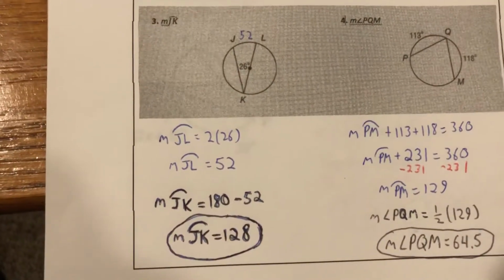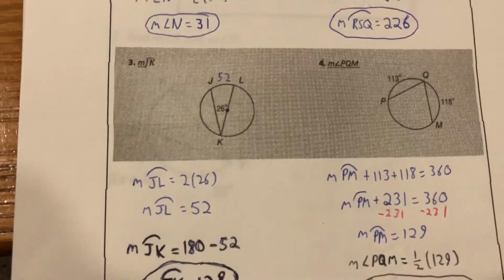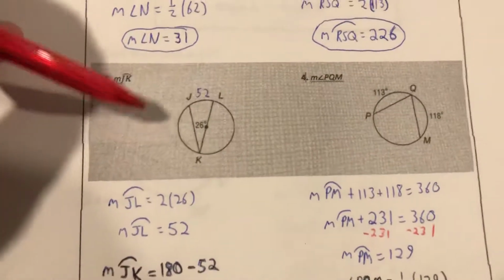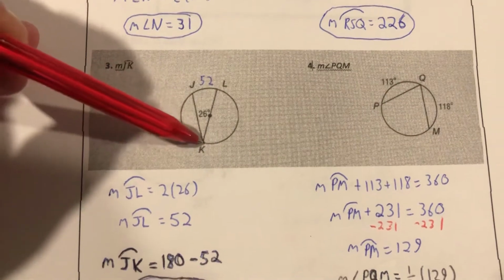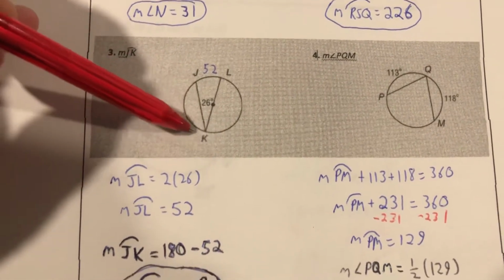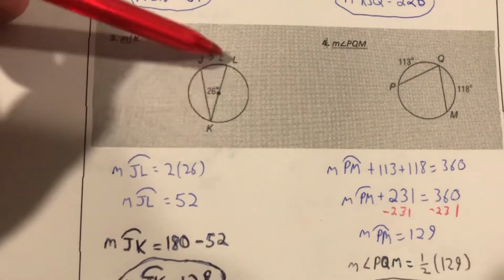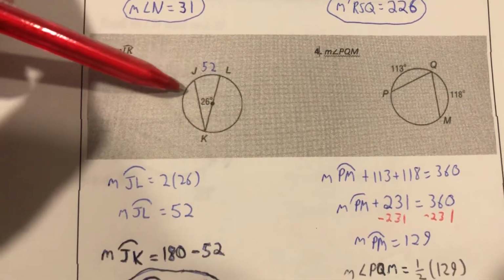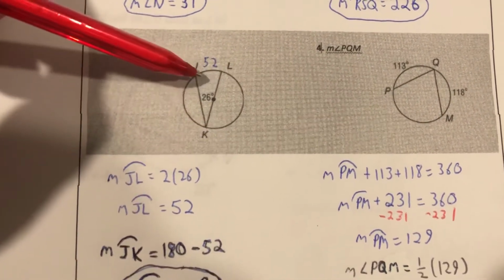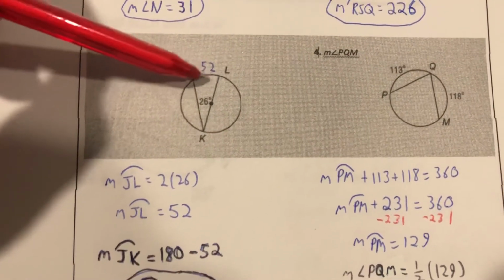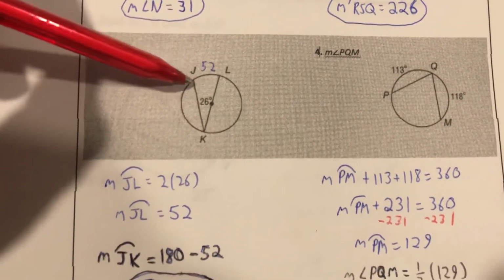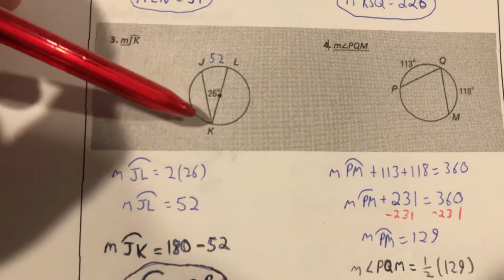Looking at number 3 here. On this one, we're looking for the measure of arc JK. Now we don't have an inscribed angle for that, but if we look here, we have a semicircle going on the left-hand side here, meaning that we have 180 degrees of arc total. So if we can find the measure of arc JL, we'll be able to just subtract that from 180 to get the measure of arc JK.